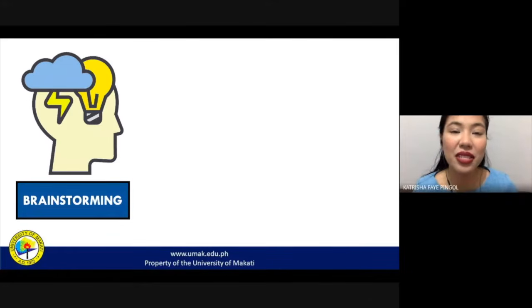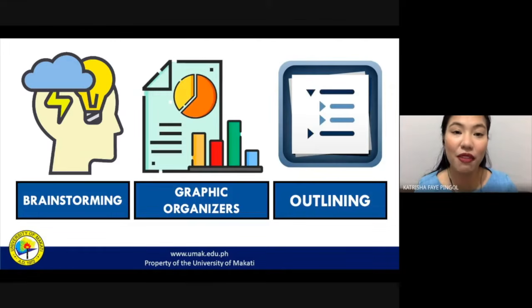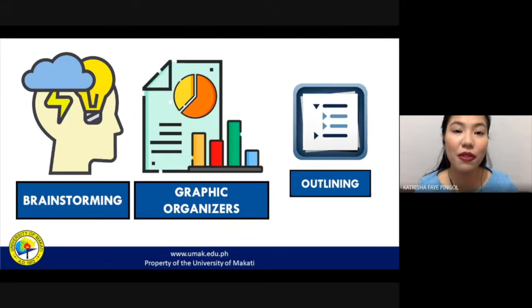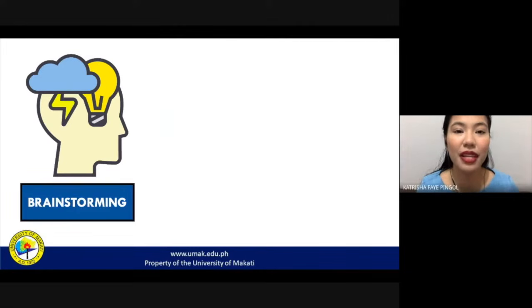So there are actually three different techniques that we can use. The first one is brainstorming, which we will be discussing today. Similarly, we also have graphic organizers as well as the process of outlining. So for today, we'll focus on the first two techniques, which are brainstorming and the use of graphic organizers. Let's go to brainstorming first.